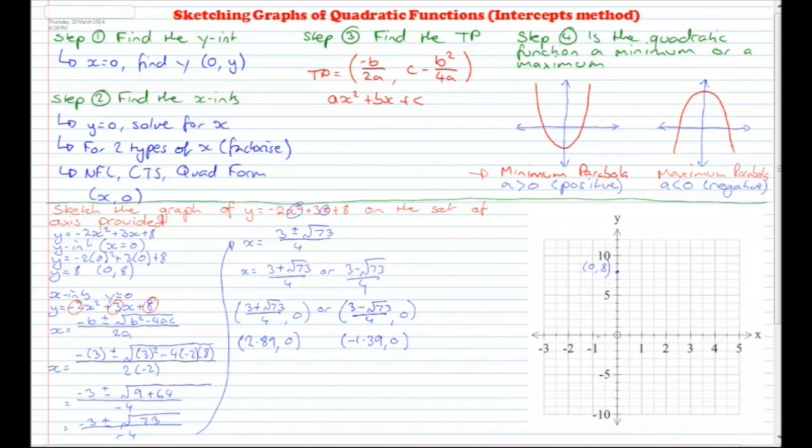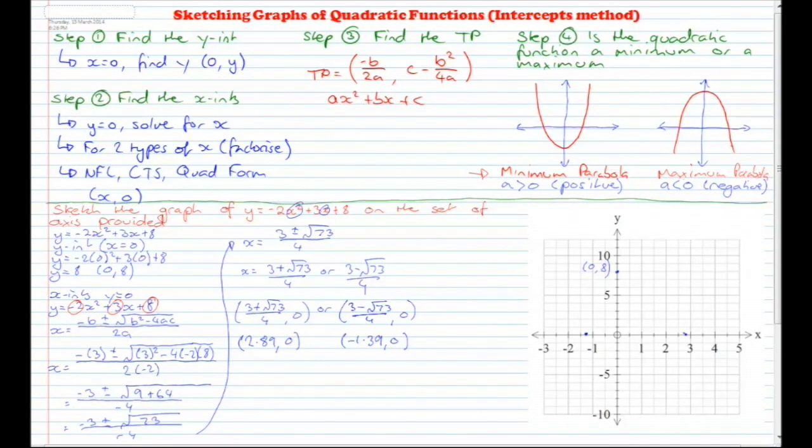So what we're going to do here is come across to negative 1.39, which is just going to be around about here, and draw a dot. And then we're going to go over to 2.89, 0, so 2.89 is around about here, and we're going to draw a dot.